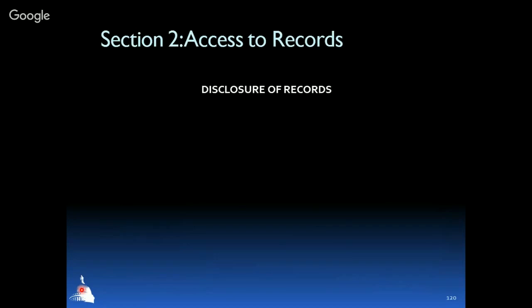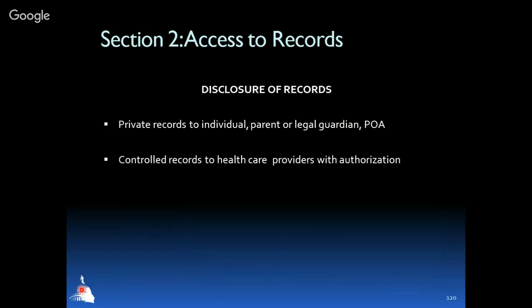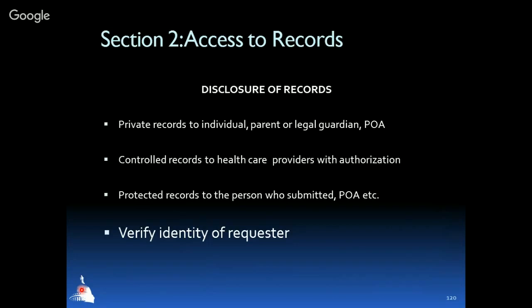It also identifies who you can disclose records to. So private records are disclosed to the subject of the record, parent or legal guardian, or someone with a power of attorney. Controlled records can be released to a physician, psychologist, certified social worker, insurance provider, or producer. And protected records are provided to the person who submitted the record or has the power of attorney, or court ordered. And then the most important thing is do not release a record without verifying the identity of the requester.